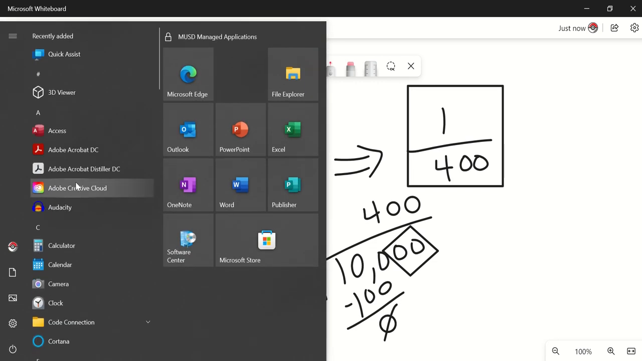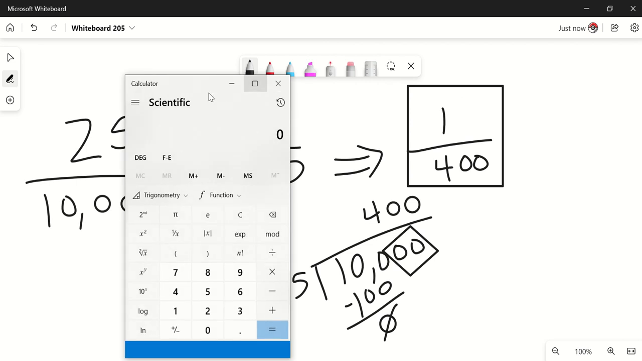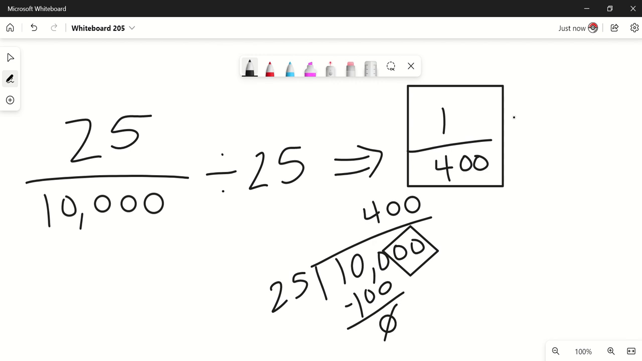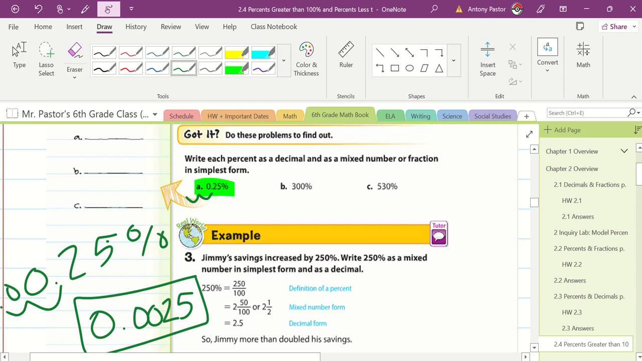And I will double check my work to make sure that this is right. So remember, you have to show your work on a homework, test, whatever. You can't just say 10,000 divided by 25 is 400. You need to show how you solve that. So 10,000 divided by 25 is 400, just like we worked out here. Therefore, my fraction for this one is 1 over 400 because the directions tell me that they want it as a decimal and as a mixed number or fraction in simplest form. So my answer for A is 0.0025 and 1 over 400.